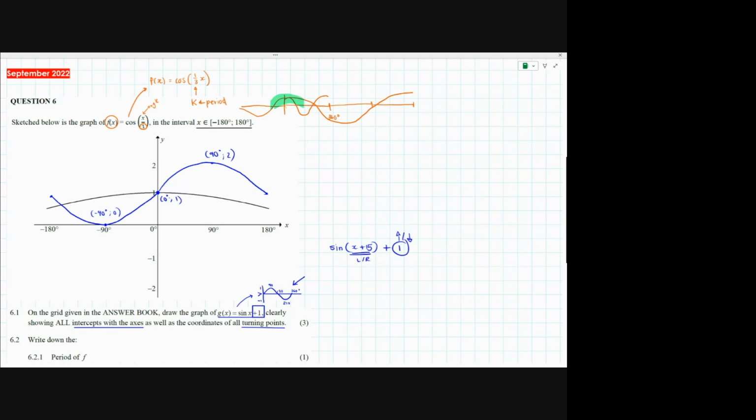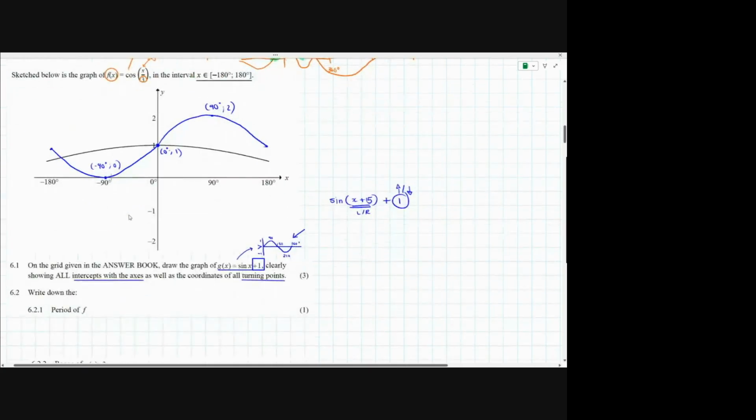There it is, no problem. A nice 3 easy marks for us. So then we're being asked to write down the period of f. So remember, what we have just drawn is g of x. What we were given initially is f.